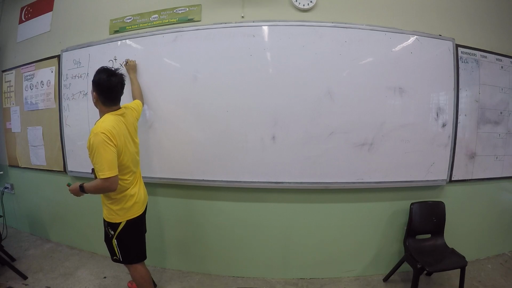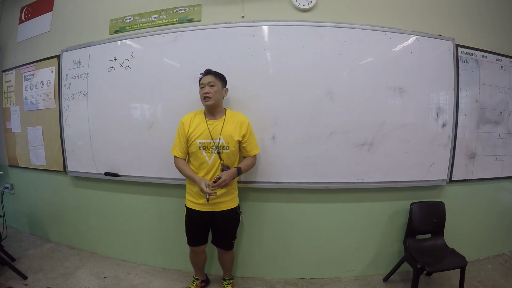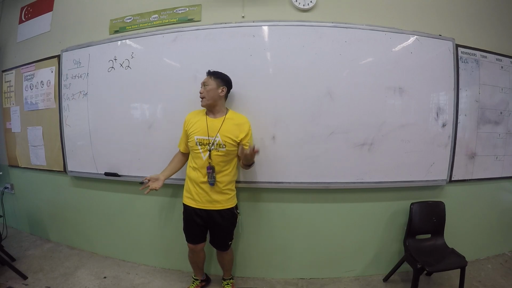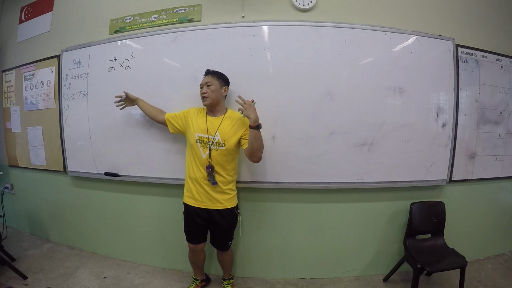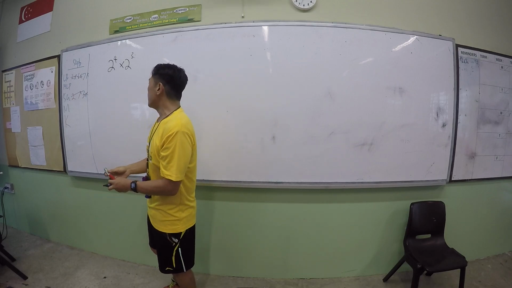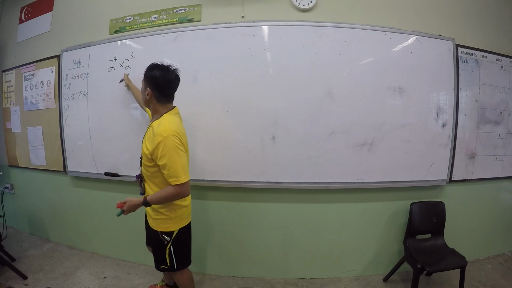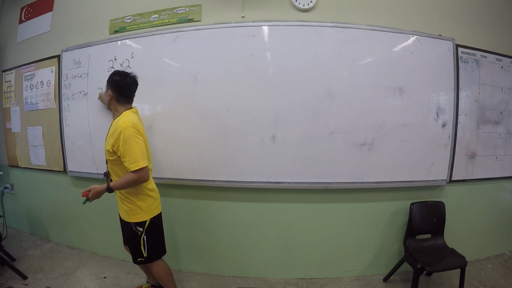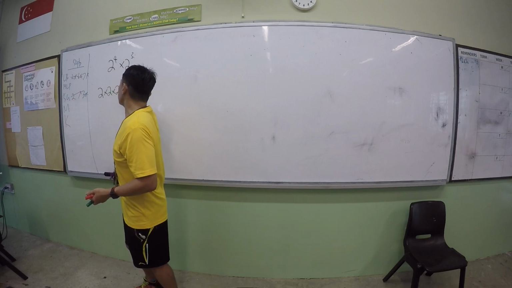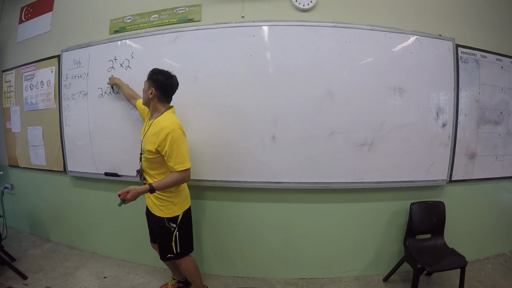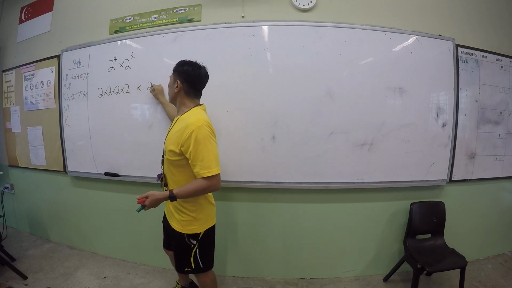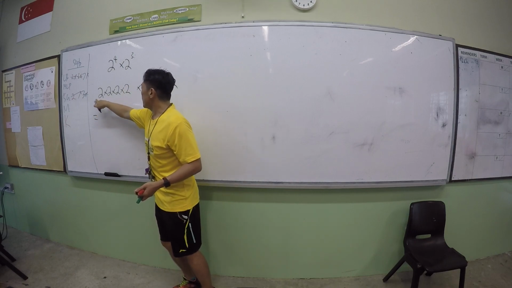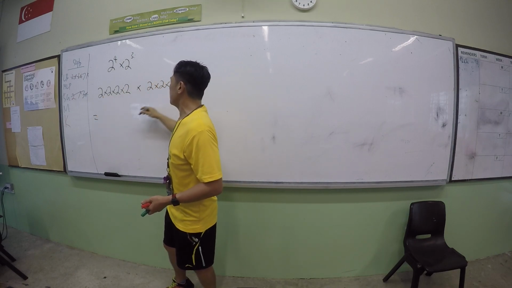Question 1, 2 to the power of 4 times 2 to the power of 3. If you don't remember the rules, you can always go back to the basics and use some easy numbers to help yourself remember. Okay? But anyway, this one, 2 to the power of 4 by itself, what does it mean? By itself, it means 2 times 2 times 2 times 2. Okay? Then 2 to the power of 3 by itself means 2 times 2 times 2. End of the day, you are going to end up with 1, 2, 3, 4, 5, 6, 7.